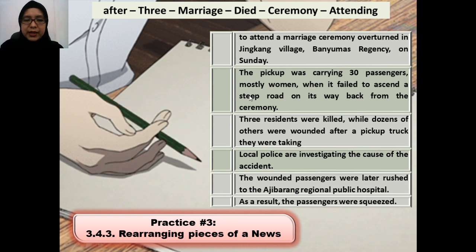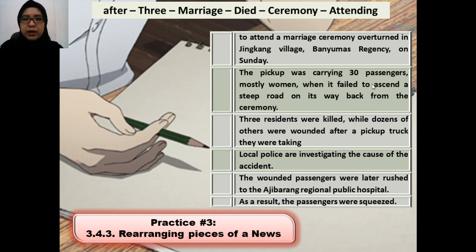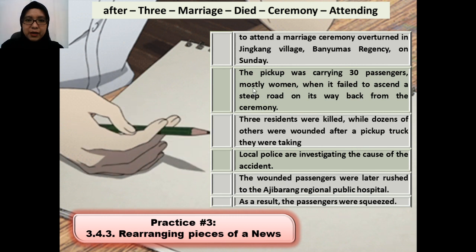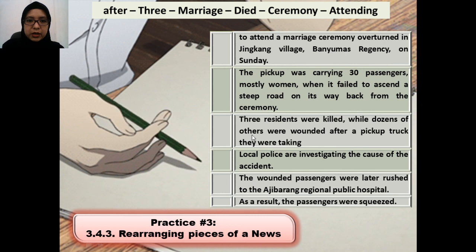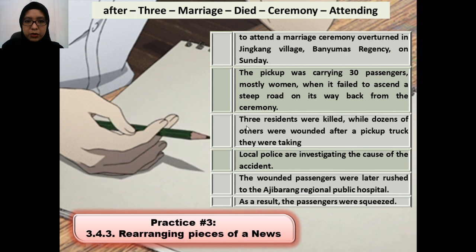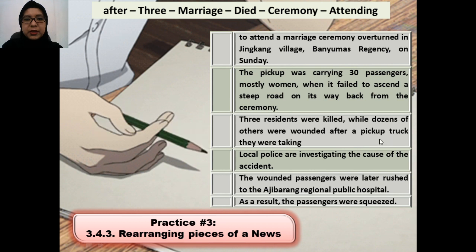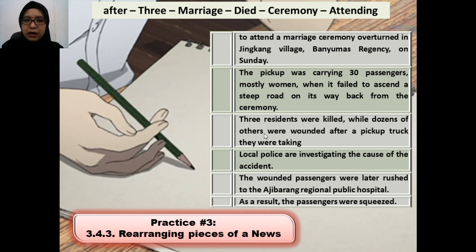Okay. Second row. The pickup was carrying 30 passengers. What do you think? Bisa tidak to be the one to start the news? Well, I don't think so. Karena tiba-tiba dia bicara the pickup was carrying. Ya. Okay, next to row number 3. Third row. 3 residents were killed while dozens of others were wounded after a pickup truck they were taking. Okay, this can be the one to start the news. Kita keep dulu ya, ini bisa menjadi sebuah awalan.